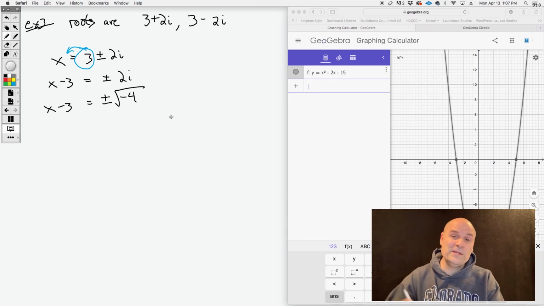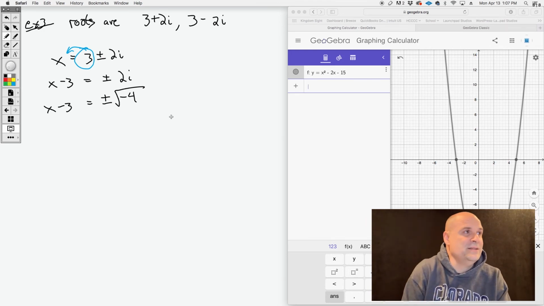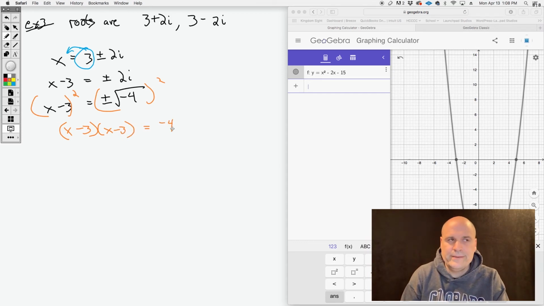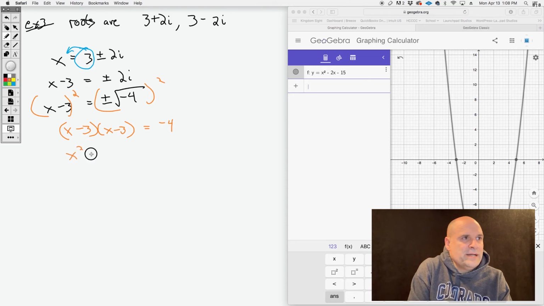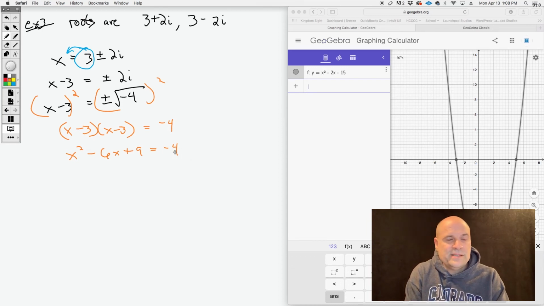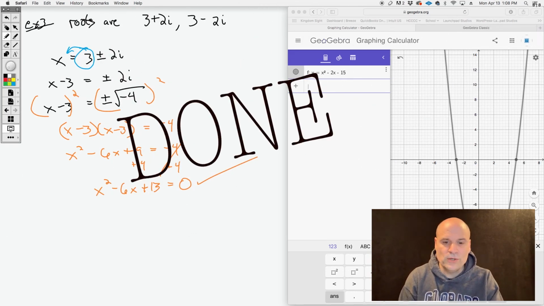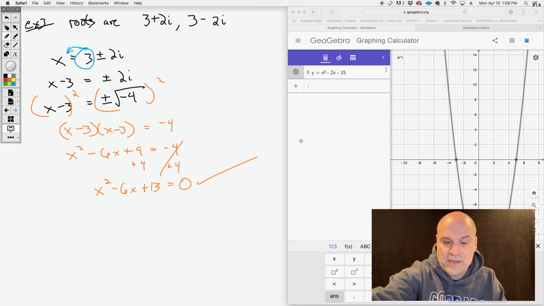All right, and then what was the last thing we did before that? Well, we square rooted both sides, so let's square both sides. And what do you get? You get x minus 3 squared equals -4. Okay, FOIL it out. x squared minus 6x plus 9 equals -4. Get 0 on one side, so let's bring that 4 over here. Just add 4 to both sides, and we get x squared minus 6x plus 13 equals 0. Boom, that works. Cool.